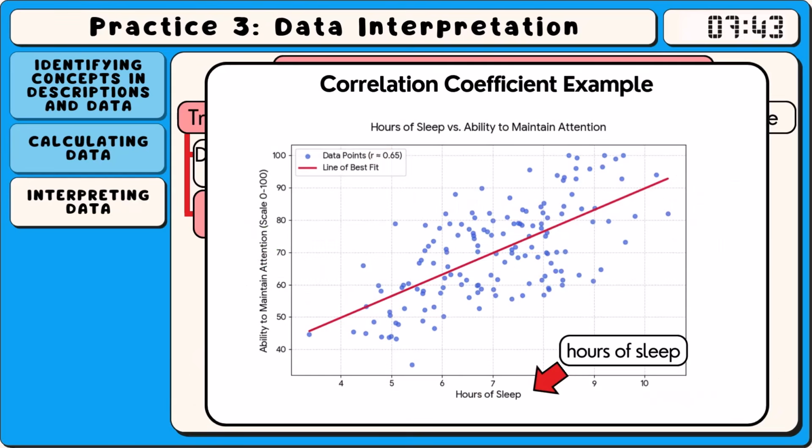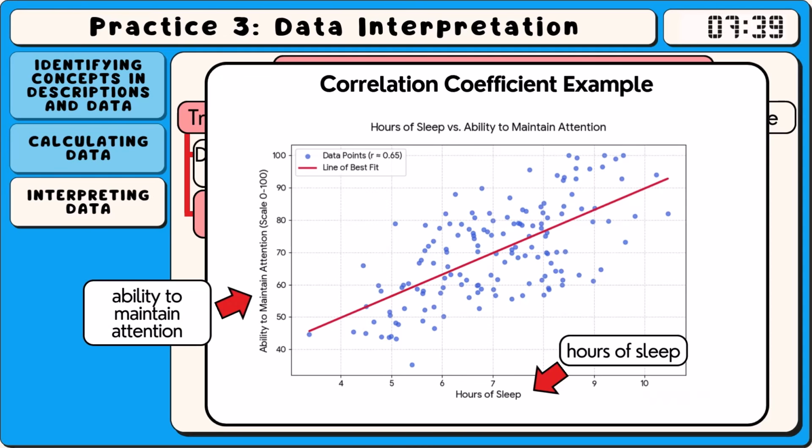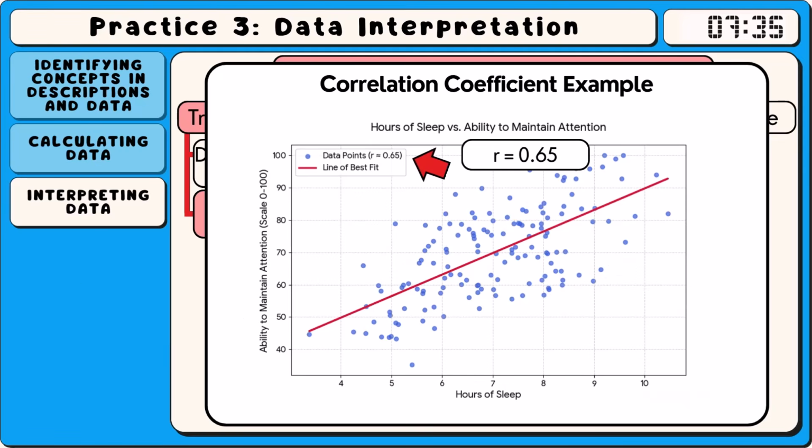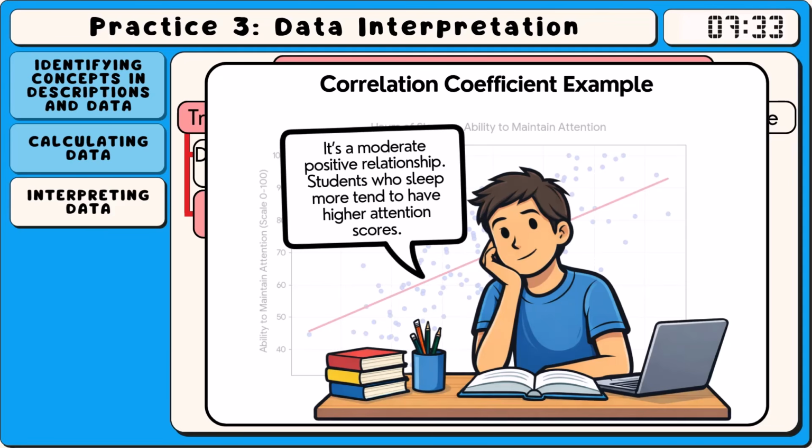For example, imagine a scatter plot showing hours of sleep and people's ability to maintain attention. If the dots trend upward and the correlation coefficient is positive 0.65, you would describe this as a moderate positive relationship, meaning students who sleep more tend to have higher attention scores.